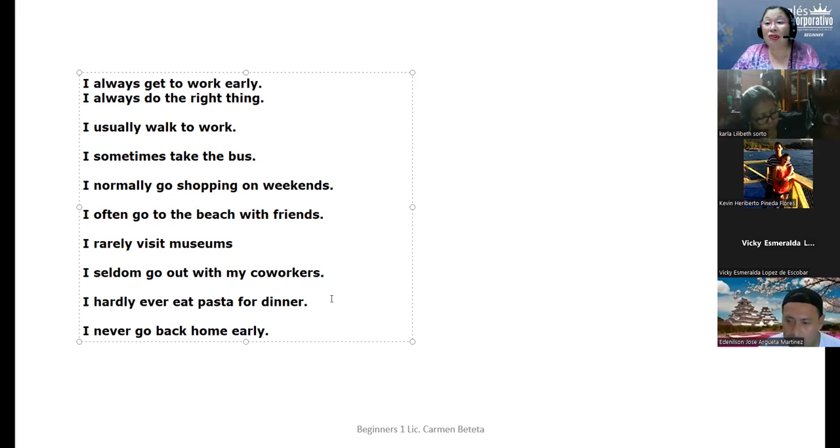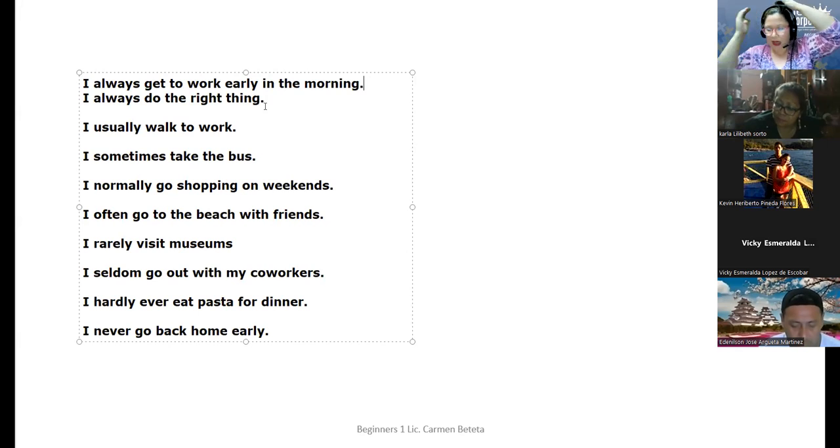Y podemos hacer combinaciones de todas estas expresiones de tiempo. Okay, por ejemplo, I always get to work early in the morning. Okay, y hacemos combinaciones. ¿Sí? Pues siempre recordando las reglas o las normas de cómo se dice eso, ¿verdad? No voy a decir on the morning, voy a decir in the morning. Y así sucesivamente. I always do the right thing. Y podemos decir cualquier otra expresión. At night, right? At night, for example. Entonces, por decir algo. At night. Okay? And so on. Podemos hacer las combinaciones que queramos y como queramos.